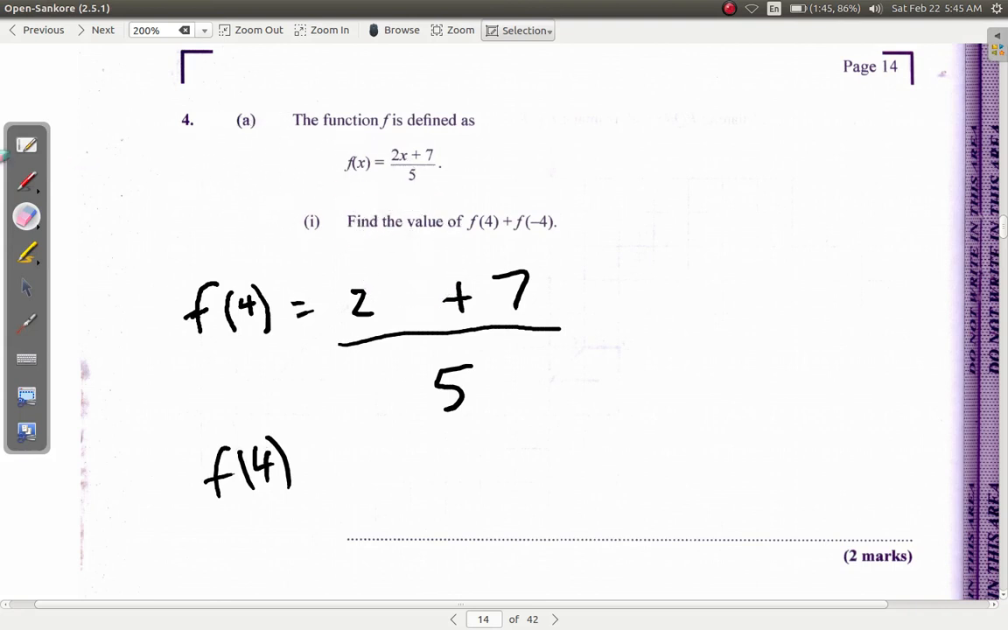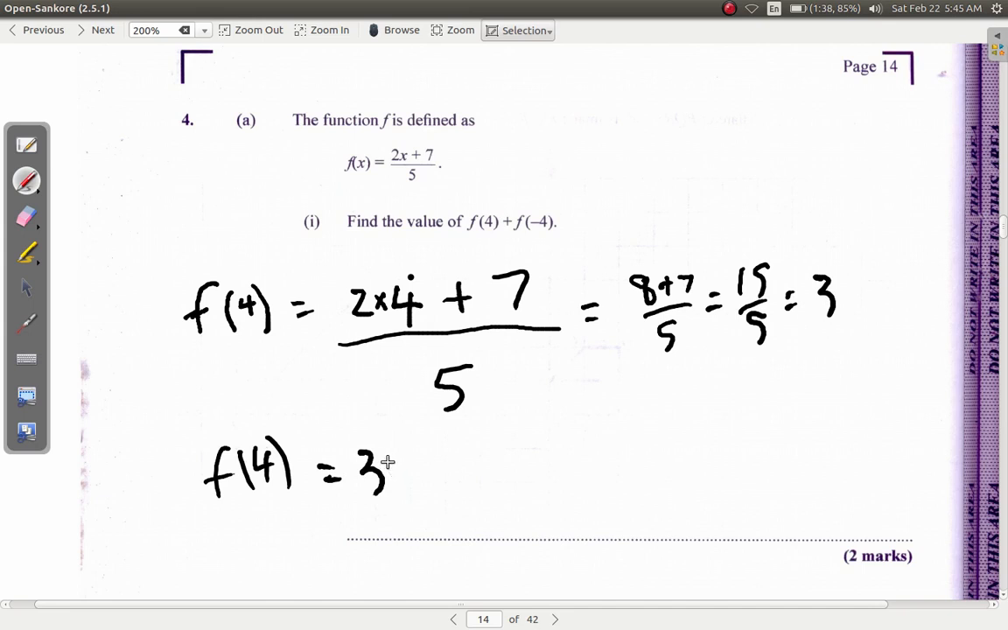Nice. So I remove the x and put 4. Of course, since it's a number, you put multiplication to show that it's not 24, it's 2 times 4. So this is 2 by 4, which is 8 plus 7 divided by 5. And 8 and 7, that's 15 over 5, which is 3. So f of 4 is 3.